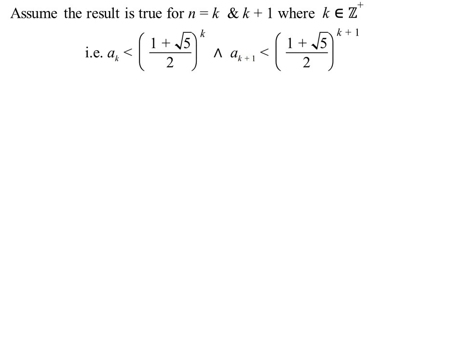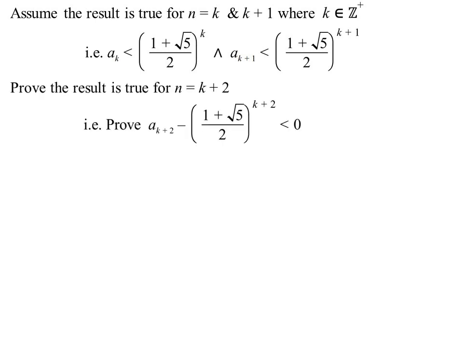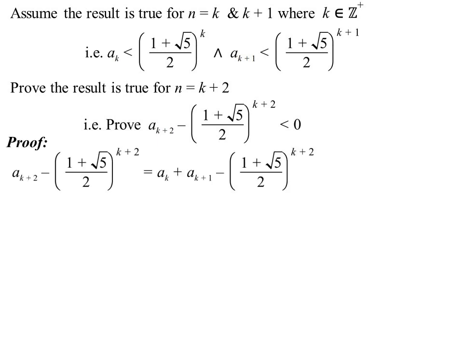And I'm also going to assume term k plus 1 is less than 1 plus the square root of 5 on 2 to the power of k plus 1. We are now going to prove for the next term, which is k plus 2. Again, I'm going to use the idea of pulling everything to the left, and in this case we'll show it's negative. Well, the recursive formula, remember, was a_(k+2) is a_(k+1) plus a_k. That's why we made two assumptions, so I can now substitute into those two terms.